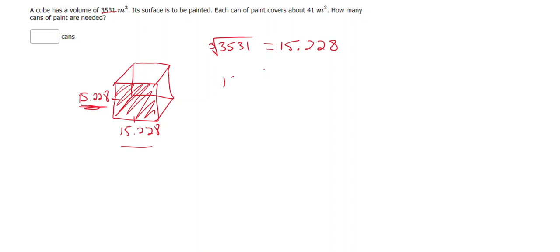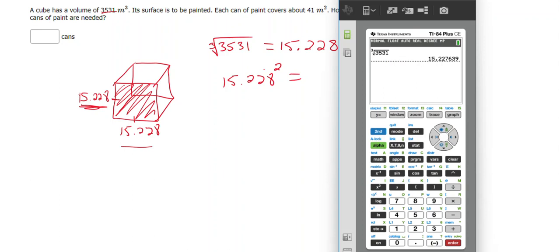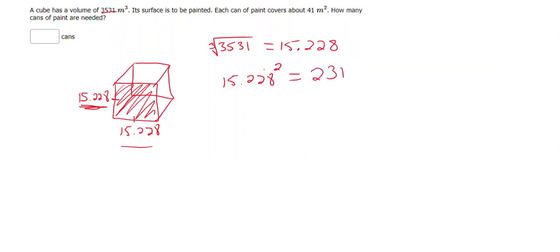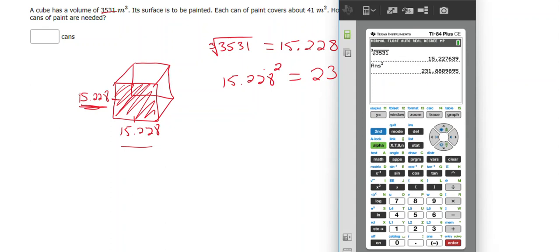So 15.228 squared, because that is going to be the area of that face. On your calculator, all you have to do at this point is press the squared button, and it took my answer and squared it. Then enter. So we got 231.881. Okay, so that was my area. Let me double check that was right.